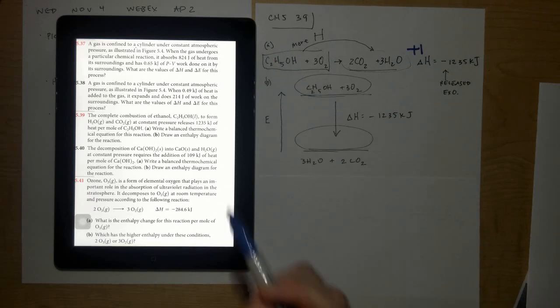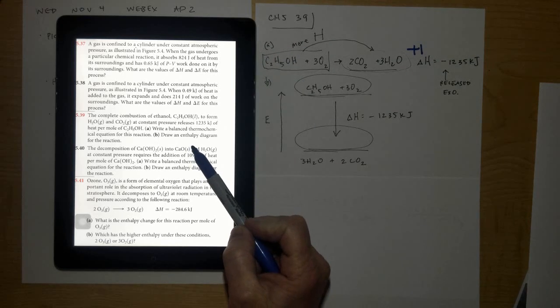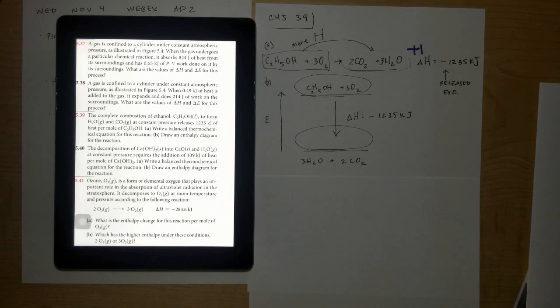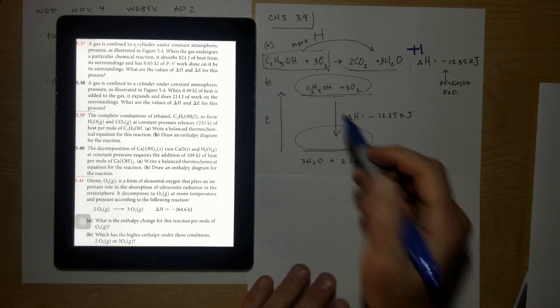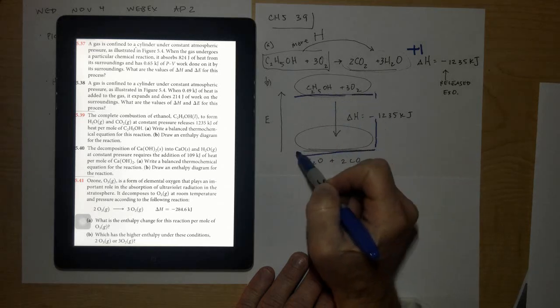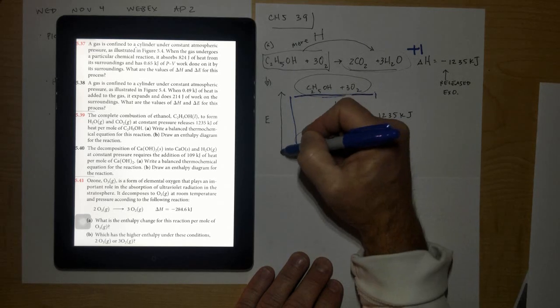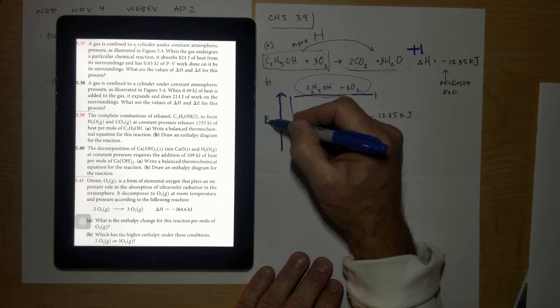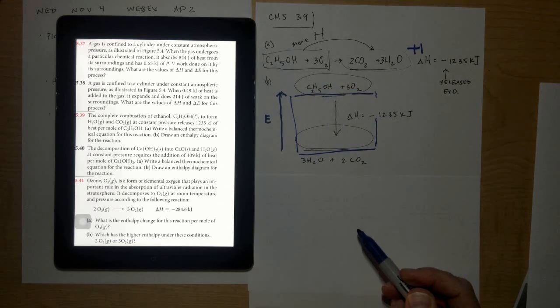All right. Letter B says, draw an enthalpy diagram for the reaction. Well, enthalpy diagrams are nothing more than like a graph. And so the graph, you could make a box here, or you could just put a line here and a line here, and then you can draw an arrow right here and put a big E right here for energy, and energy increases this way.